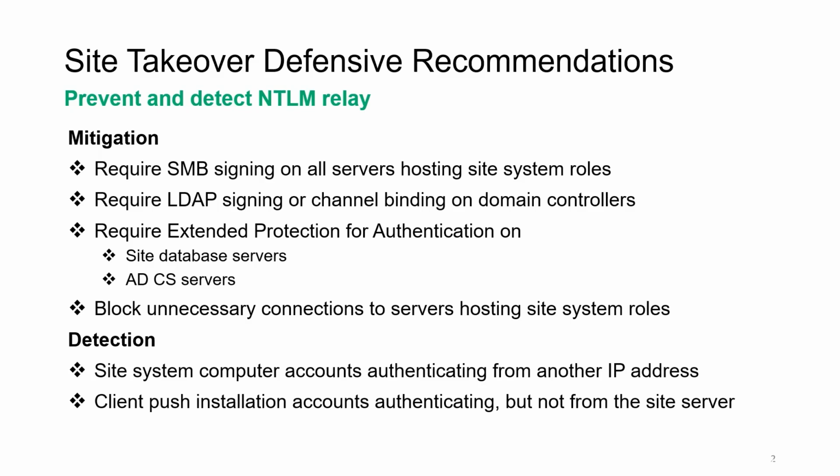To detect these attacks, if you're not able to enable all these mitigations or want to do something while you're enabling them, you can try and detect if the site server computer account is authenticating from an IP address that doesn't belong to a site server. That is definitely an indicator that those credentials could be relayed through another system. You can also detect whether or not client push installation accounts are authenticating from systems besides the site server. They should always be originating from the site server in most cases.